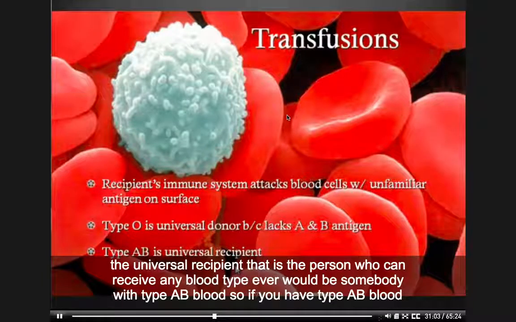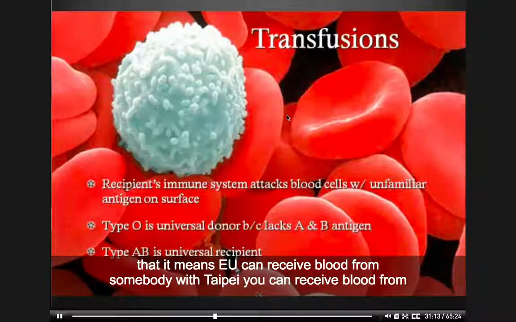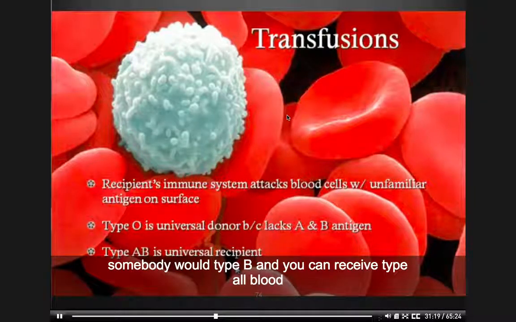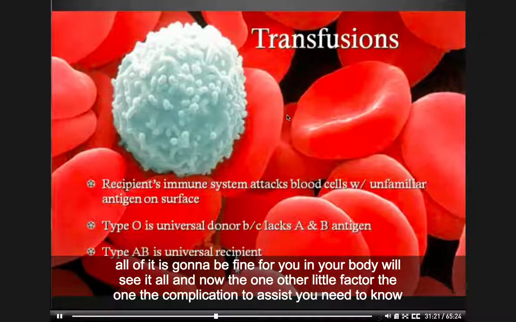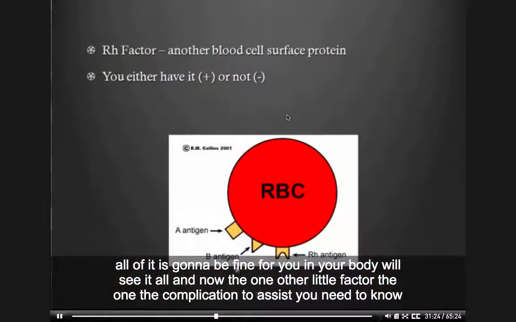Now, the universal recipient, that is the person who can receive any blood type ever, would be somebody with type AB blood. So if you have type AB blood, then it means that you can receive blood from somebody with type A, you can receive blood from somebody with type B, and you can receive type O blood. All of it is going to be fine for you, and your body will see it all.